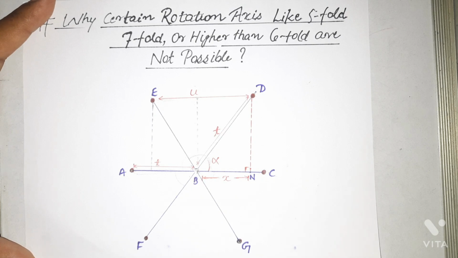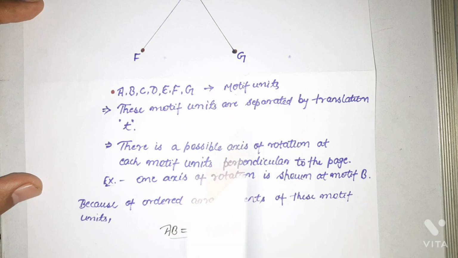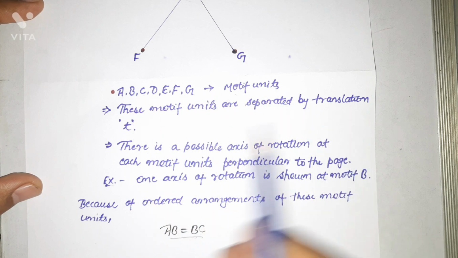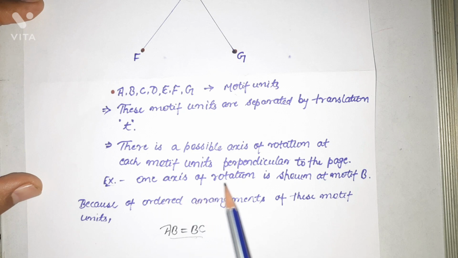So now all these things are written here, that A, B, C, D, E, F, G are motif units. These motif units are separated by translation T, and there is a possible axis of rotation at each motif unit which is perpendicular to the page. For example, one axis of rotation is shown at motif B. Now since all these motif units are separated by translation T and there is a rotation angle alpha between them, these are part of an ordered arrangement. Now if these are part of an ordered arrangement, then AB should equal BC.